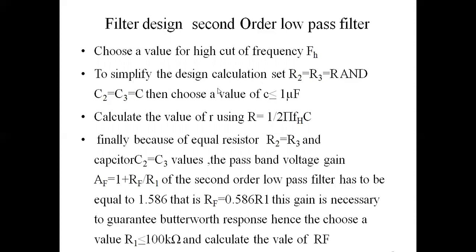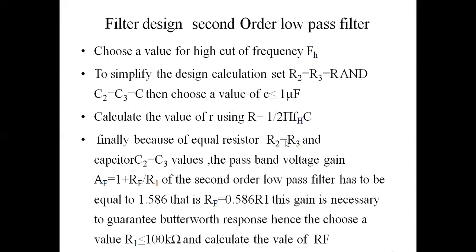Then choose the value of the capacitor in such a way that it should be less than or equal to 1 microfarad. Then the next step is to calculate the value of R using the equation 1 over 2 pi Fh into C. Okay, in this way the value of R can be calculated.